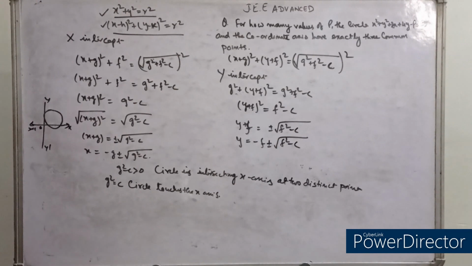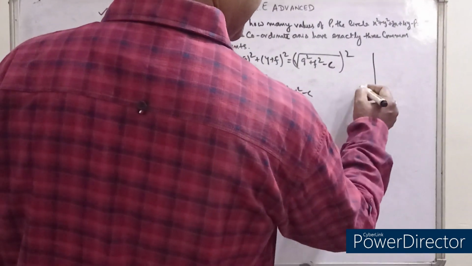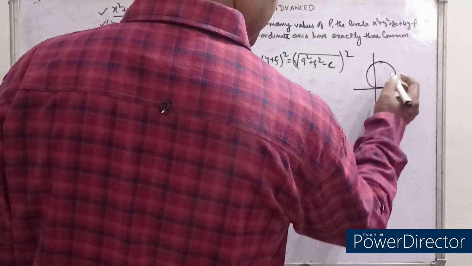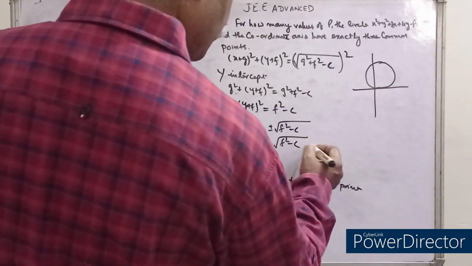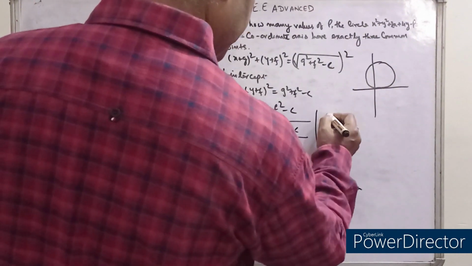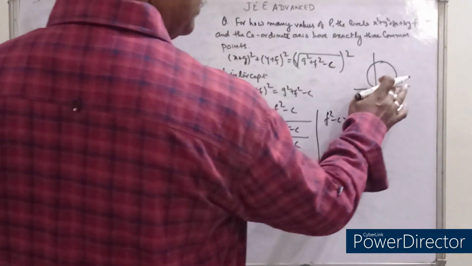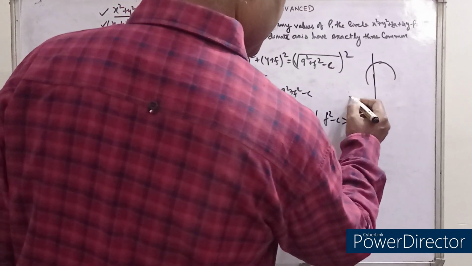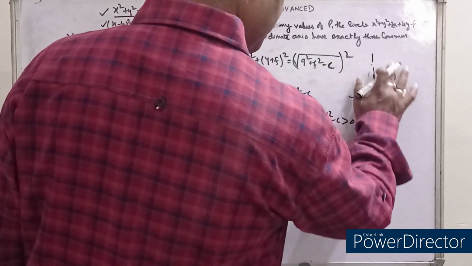So your y will be equal to −f plus or minus root of f² − c. So here again you see, when you are getting two values of y, that means the circle is intersecting the y-axis at 2 points. So the y-axis at 2 points, if this f² − c is greater than 0, then your circle is intersecting the y-axis at two distinct points.